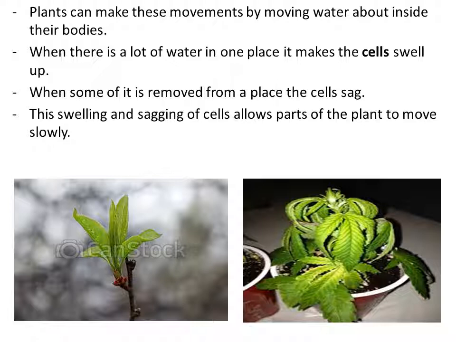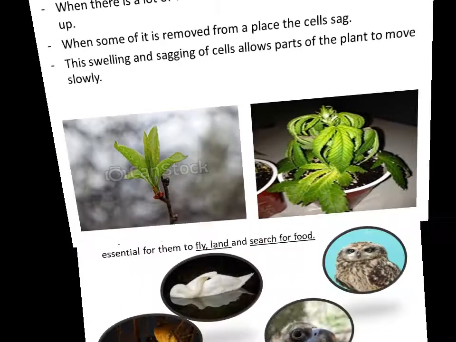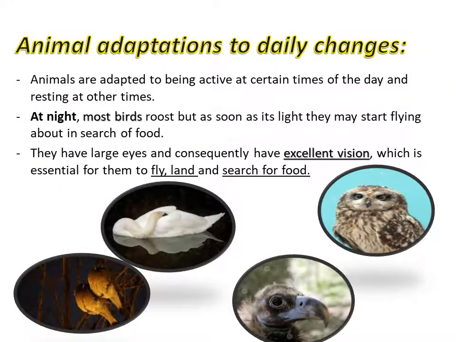This swelling and sagging of cells allows parts of the plant to move slowly. Sometimes they are swelling and sometimes they are sagging. And that's it, grade 7 about plant adaptation. Now let's know about animal adaptations to daily changes.